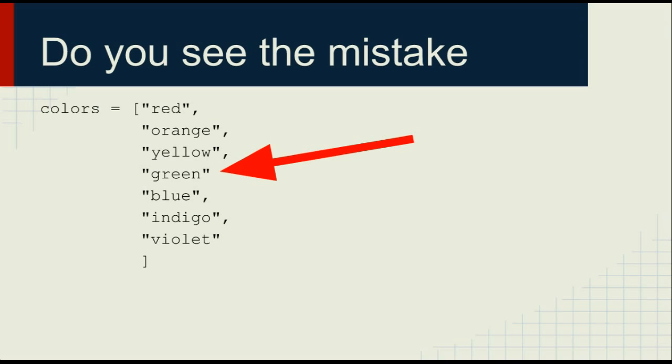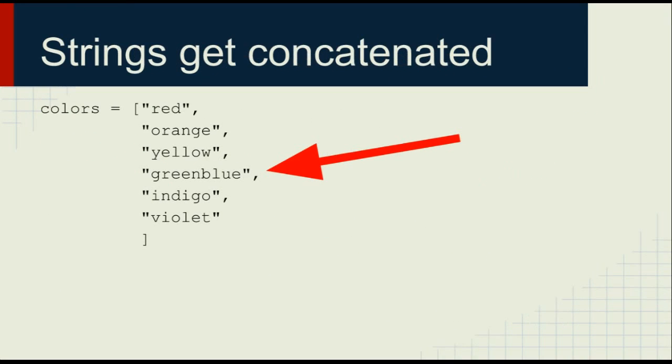Now, the bad news is this is not a syntax error in Python. This is actually valid code, and this will run, but it won't do what you expect it to do. In Python, when there are two quoted strings right next to each other, Python will automatically concatenate those strings, and it will give you this, which is not at all what you expected. You'll end up with a value of green blue instead of separate words for green and blue.